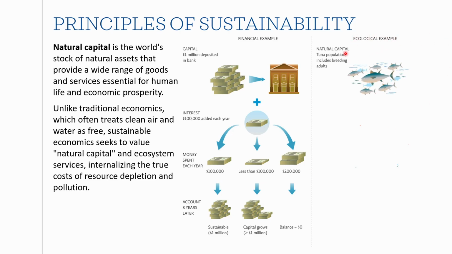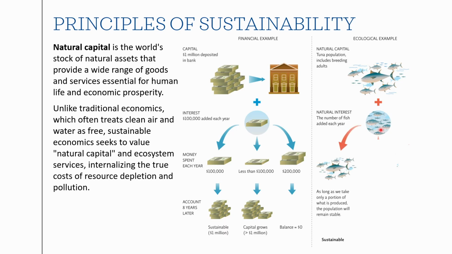Let's say the natural capital we're looking at is the population of tuna in the wild. So we have a large population of tuna present on the planet. The natural interest is the number of fish that are added each year through reproduction. Tuna is an r-selected species. They'll have lots of offspring, so there's a certain number added to the population. And understanding that there is a carrying capacity, as long as we take only a certain section of the overproduction of the population, then that's sustainable.